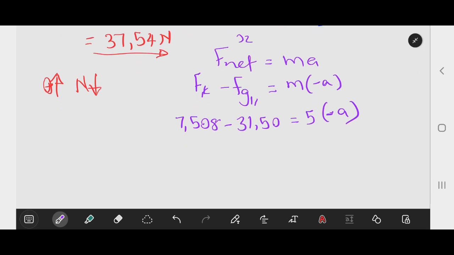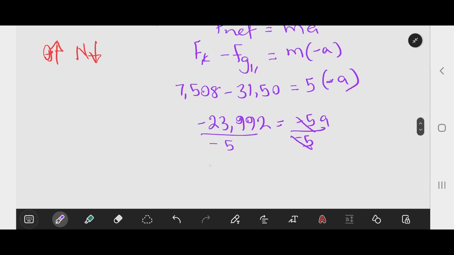So 7.508 minus 31.50 would give us negative 23.992 equals negative 5a. We divide by negative 5 on both sides, okay? So now the acceleration is equal to 4.8 meters per second squared down the incline, right? So let us have those conclusions now.